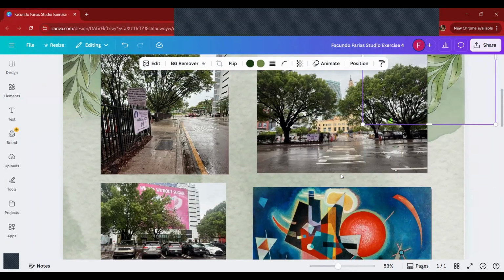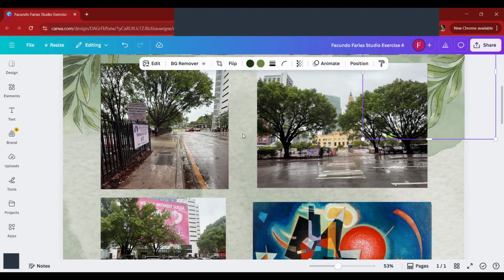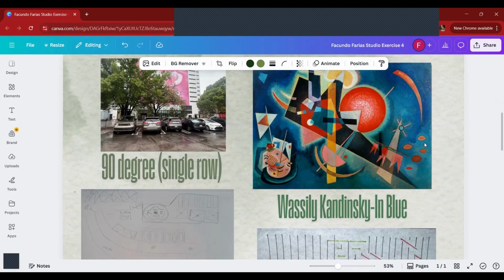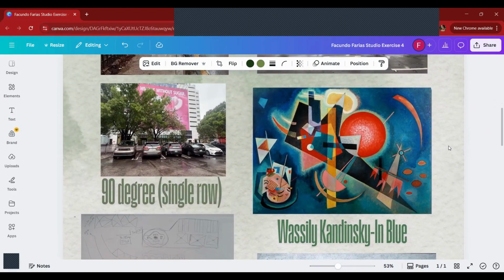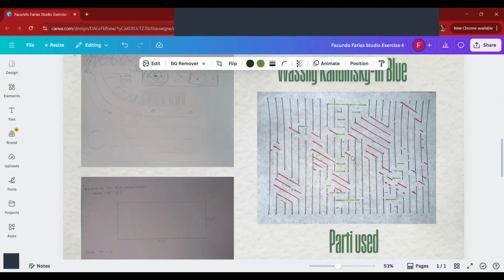These ones are photos that I took. They are 90 degrees single row, which is the one that they have. And this one is the art that I used, from Wassily Kandinsky, called In Blue. And this one is the party that I used.